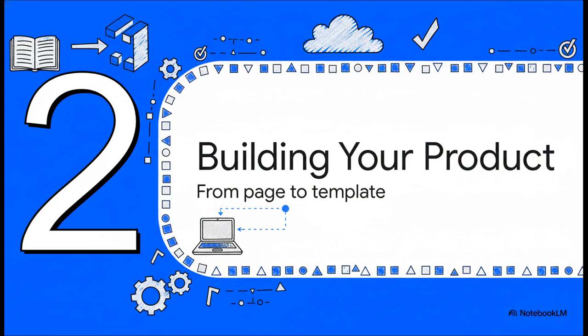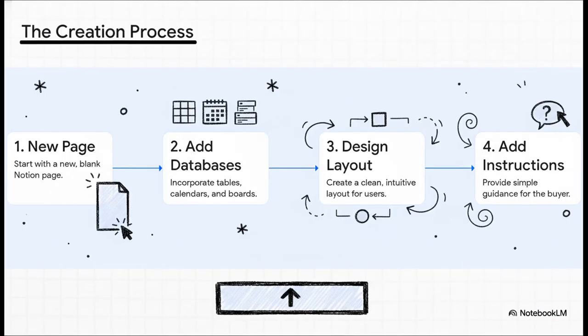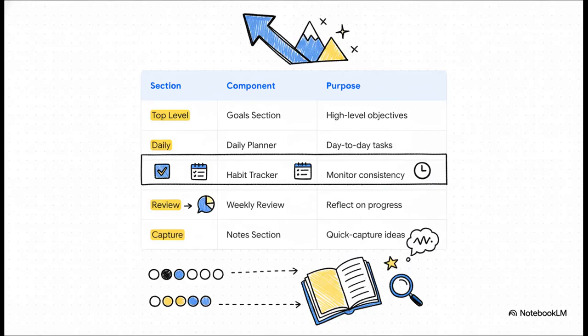So let's get into how you turn that idea on a Notion page into a product you can actually sell. It really is this straightforward. You just start with a blank page, you add the key building blocks like tables and calendars, and then you organize everything into a nice, clean dashboard. Oh, and definitely don't forget to add a little instruction block to help your customers get started easily. And here's a perfect example of a simple structure. You can see how this productivity dashboard is broken down. You've got your big picture goals right at the top, then your daily planner, a habit tracker to keep you consistent, and a spot for a weekly review. It's all about making a logical, clean layout that just makes sense.